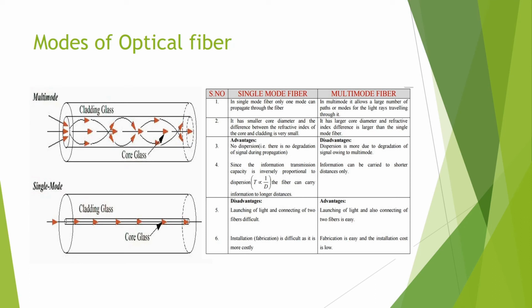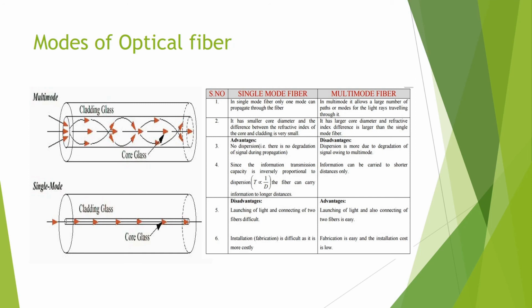So, this is about the single mode and the multi-mode fiber. Here are some comparison points between single mode fiber and multi-mode fiber. In single mode fiber, only one mode can propagate through the fiber. In multi-mode fiber, a large number of paths or modes are allowed for the light rays traveling through it. Single mode fiber has a smaller diameter and the difference between the refractive index of the core and the cladding is very small. Multi-mode fiber has a larger core diameter and the refractive index difference is also larger than in single mode fiber.